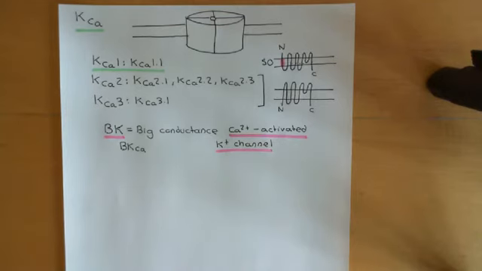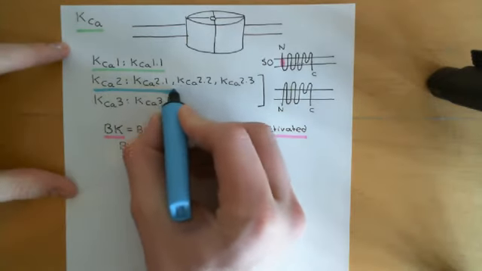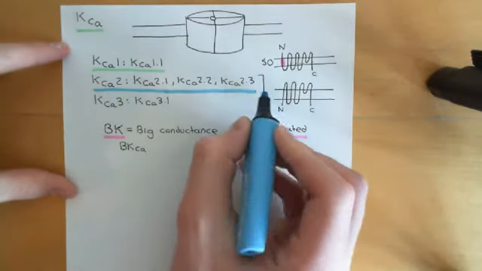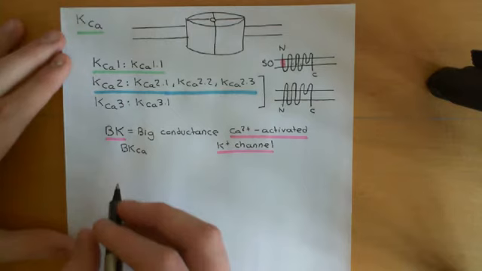This is a channel which can be activated by intracellular calcium, and when it opens, its conductance is very high, and that means how much potassium it's capable of conducting through it is very high. Now, if you make calcium-activated potassium channels from KCA2 subunits, you get what's known as a small conductance potassium channel, and you can either make homotetrameric channels or you can make heterotetrameric channels.